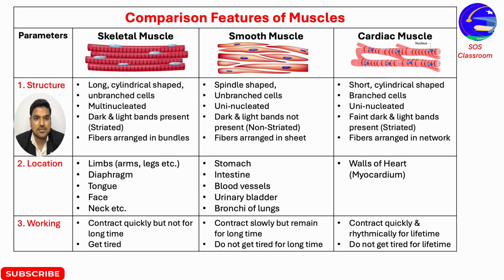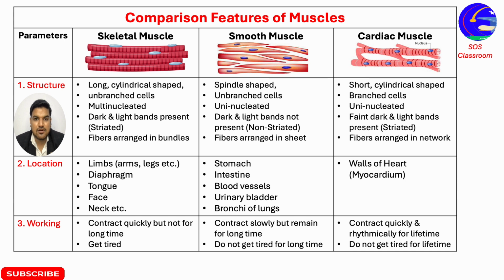And the smooth muscles are spindle in shape, unbranched. Unbranched means there is no branch formation by the cells. Uninucleated means only one nucleus is present in one cell. And dark and light bands are not present, which means these are non-striated muscles. There are no dark and light bands on the smooth muscle cells. And fibers are arranged in a sheet. You can see these are the fibers arranged in a sheet.